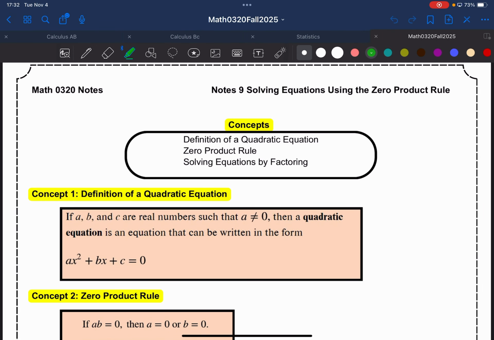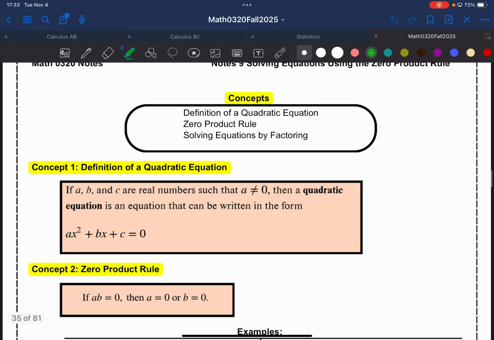Okay, so notes 9 is over solving equations using the zero product rule. Yesterday we talked about how to factor those equations. Now we're going to go one step further and take those factors and solve. So we're first going to look at the definition of a quadratic equation, then the zero product rule, and then finally how to solve by factoring.